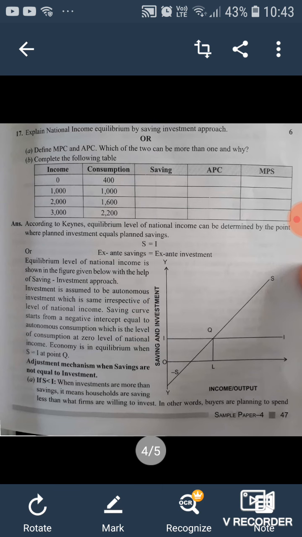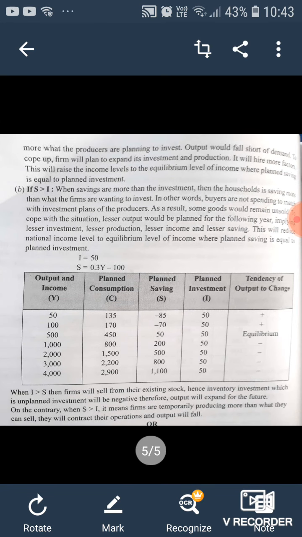So in both the cases, whether saving is more than investment or less than investment, they will approach towards an equilibrium point Q where saving will be equal to investment. So this is how we are going to understand this particular topic. So that's complete. Thank you, class.